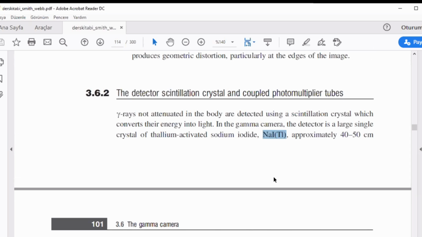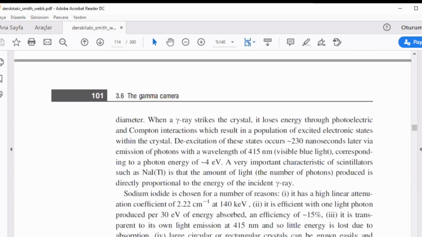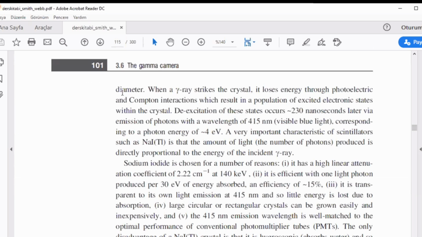The gamma ray is detected in the detector using a crystal, which converts its energy into light. The gamma detector is a large single crystal of thallium activated sodium iodide. It is a 40 to 50 centimeter diameter big circle or cylinder. And the thickness is not written. Probably it's 1 to 1.2 centimeters. Anyway, it depends, of course.